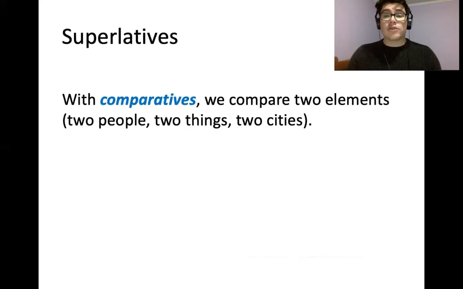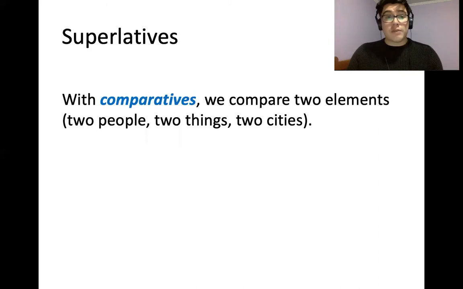Now, what's the difference between the comparatives and the superlatives? Well, the comparatives are used to compare two elements. For example, I can compare two people, two things, two cities. I can say my house is bigger than your house, or I am taller than my brother, or I don't know, my sister is more beautiful than me.